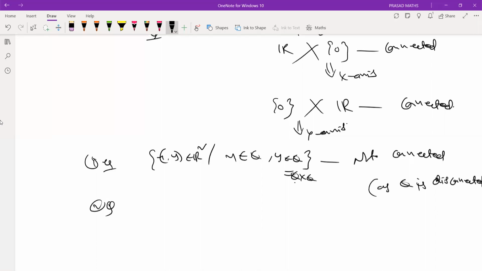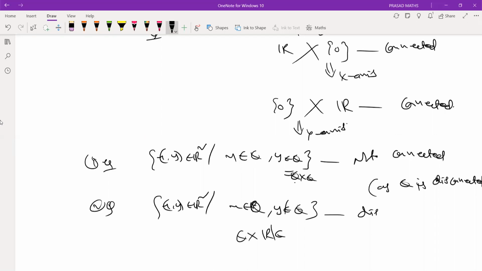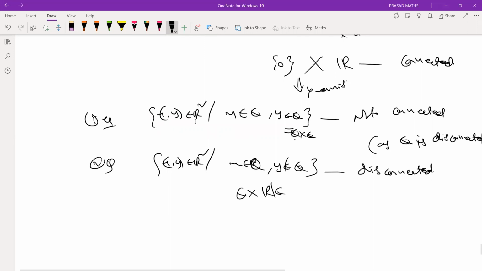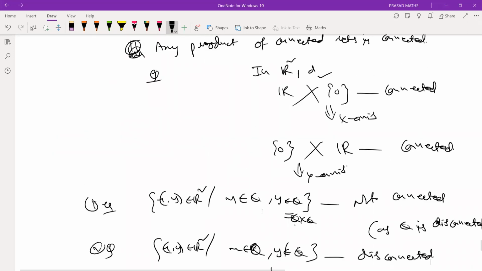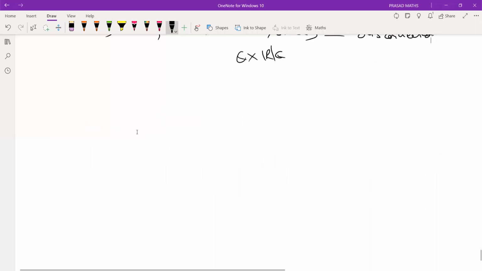Suppose you take the set of all ordered pairs such that x is irrational and y is not rational, meaning irrational. Is it connected? No, because Q is not connected. Of course, there are many ways to show that it is disconnected. Here Q is not connected. It looks like Q cross R minus Q. Disconnected. Is it clear? So the Cartesian product is very, very important. Using this application, one can show this.